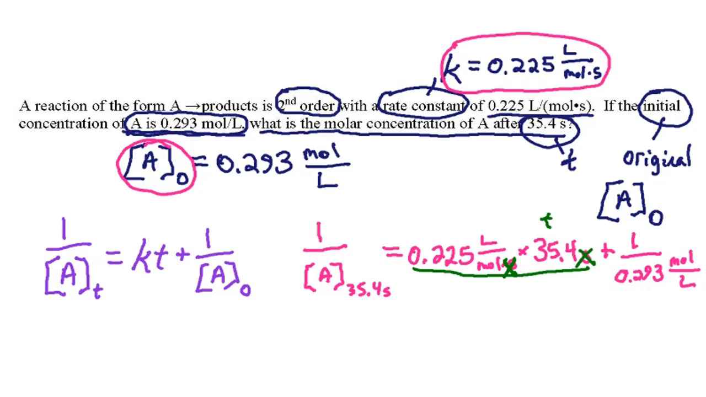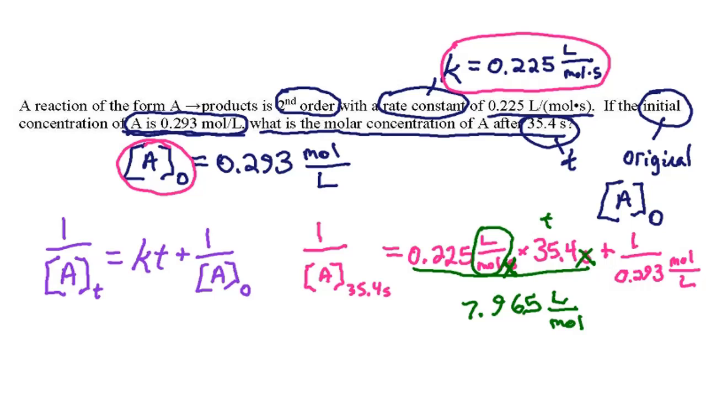So we can cancel those seconds out. So 225 liters per mole times 35.4 equals 7.965 liters per mole, because the only units of measurement left after we canceled out those seconds are liters per mole.